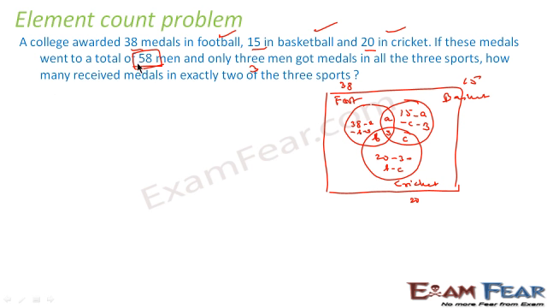Now it says total there are 58 men. So let's add all these boxes. When you add this, it becomes 38 minus A minus B minus 3 plus A plus B plus 3. So when I say this, I counted this area. Now let me count this area.